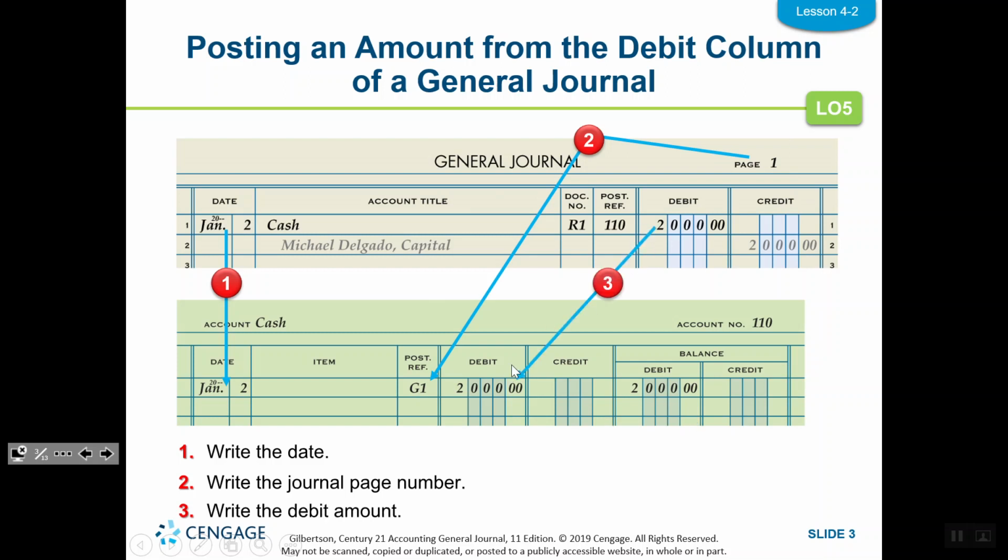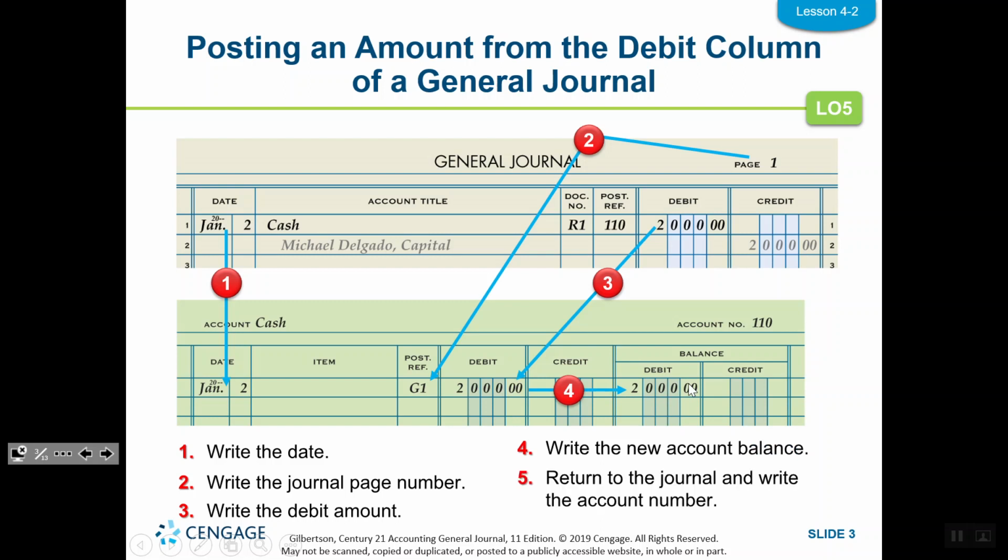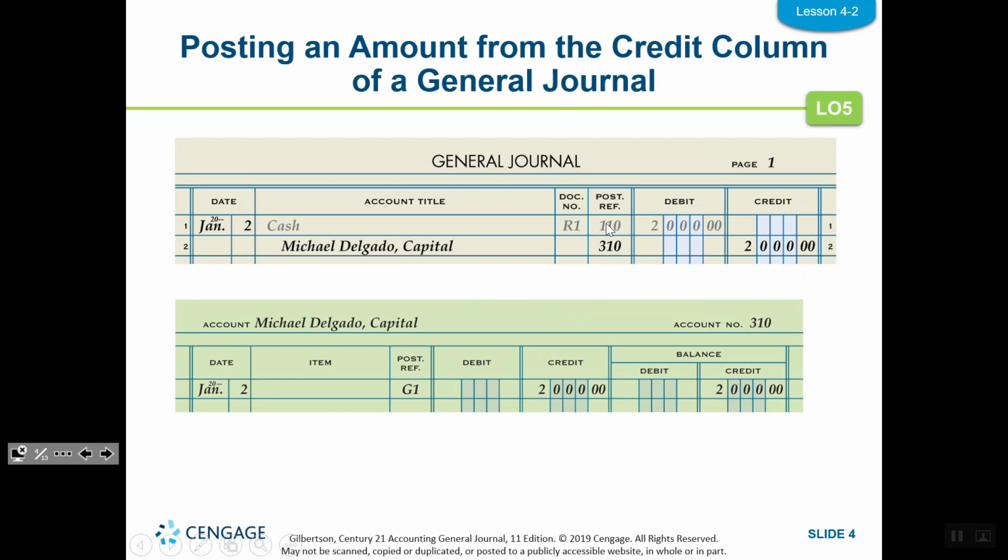We bring the debit amount to the debit column of the account. Then we calculate the new balance. Then we write the account number in the post-reference column on the general journal page. We do this last to show that that line has been posted. We don't do it first because then we'll forget where we're at. We'll forget if we've done it or not, things like that.